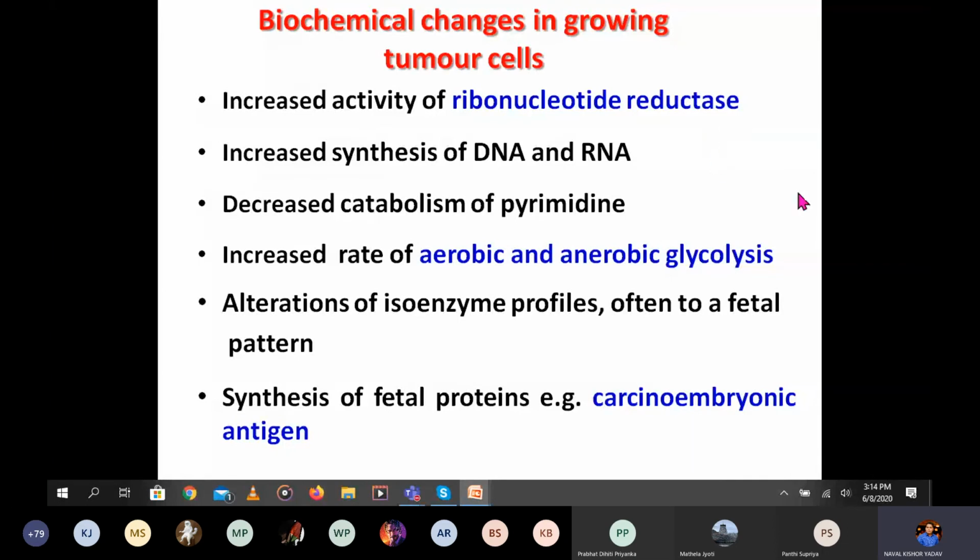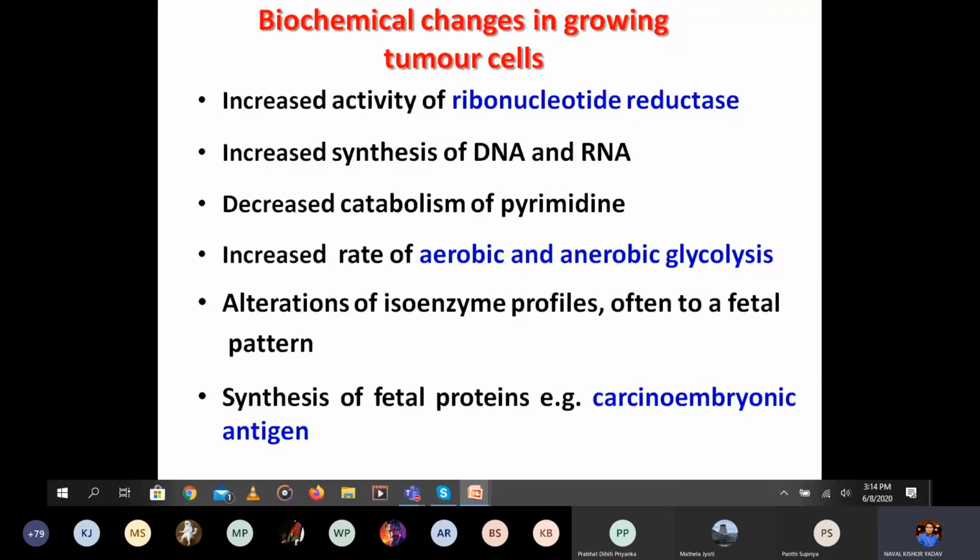So glucose is converted into pyruvate or lactate. If there is oxygen, it forms pyruvate by aerobic glycolysis. And if there is no oxygen supply, through anaerobic glycolysis, it forms lactate. Okay. Another is alteration of the isoenzyme profile, like the different fetal pattern you can see. Even fetal proteins like CEA, carcinoembryonic antigen, are synthesized in the tumor cells. So you can measure the CEA in cancer patients.